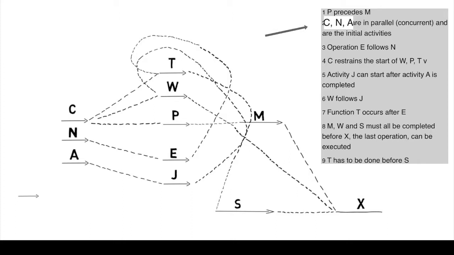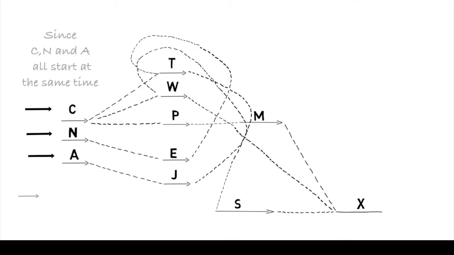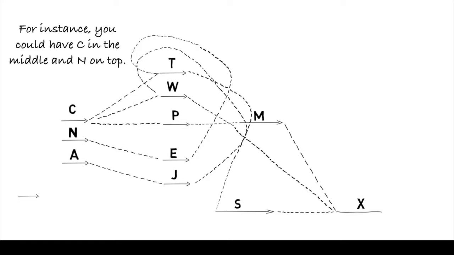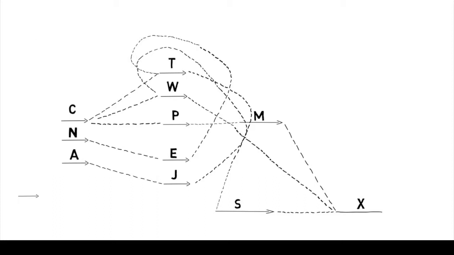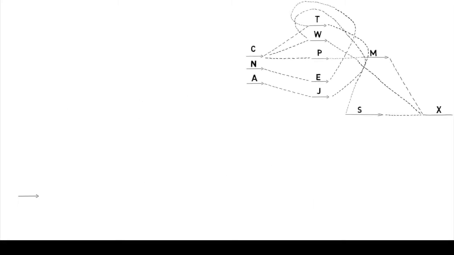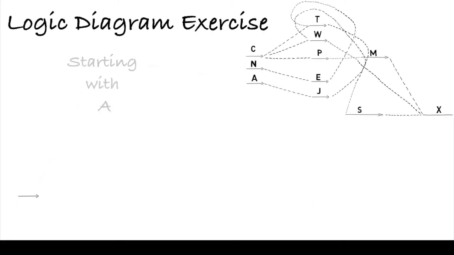This is where a little critical thinking is in order. Since C, N, and A all start at the same time, we can change their vertical arrangement and not change the solution so long as all the operations are still connected correctly. More on this in a minute. Okay, we're going to rebuild the exercise.